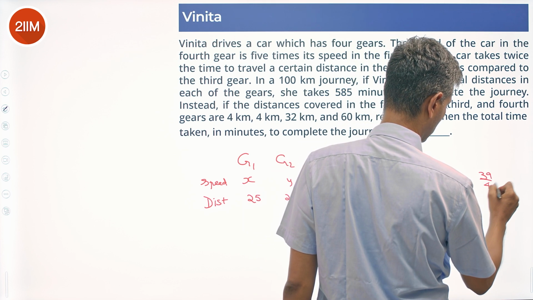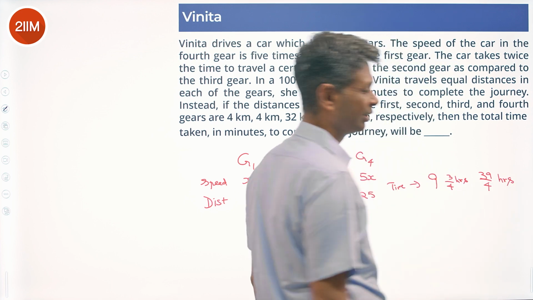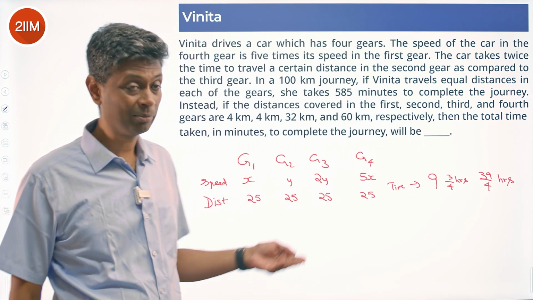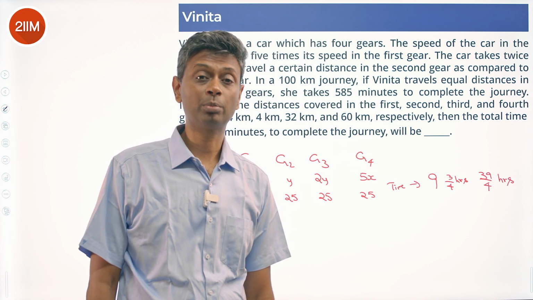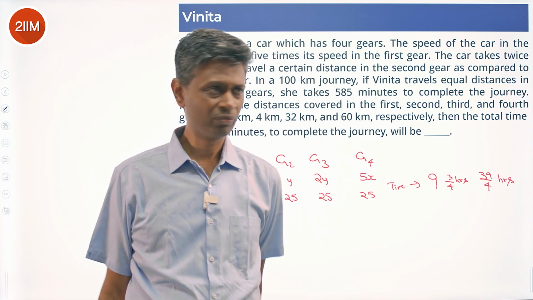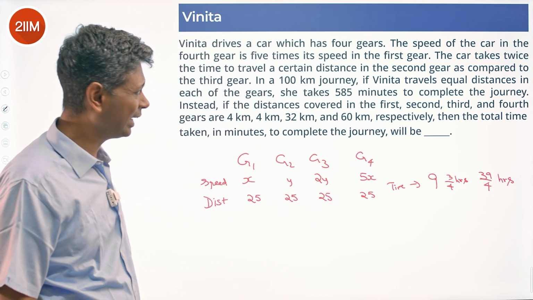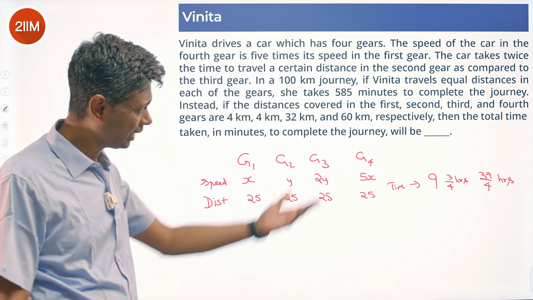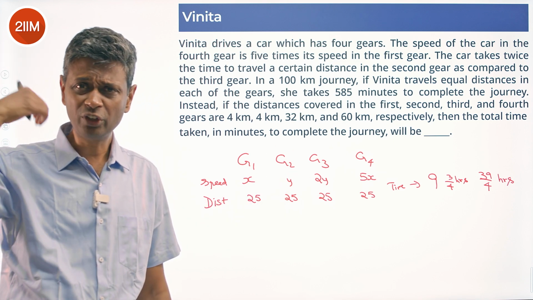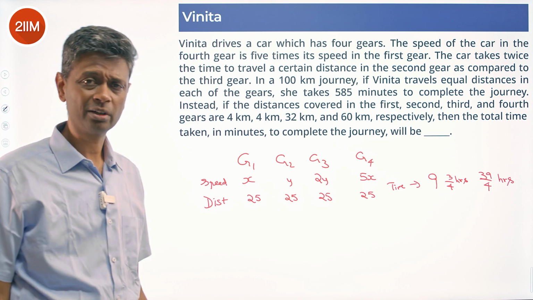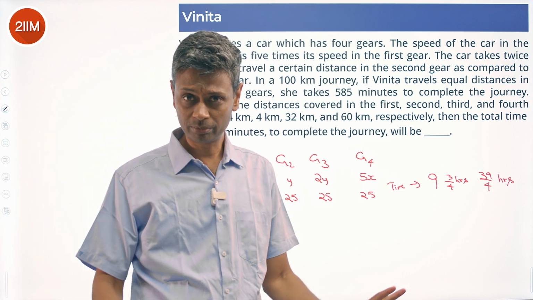39 by 4 hours. The distance is in kilometers, so I'll keep the time in hours, because I'm dealing with kilometers per hour. I like that unit. Or we could very well have kept it as 585 minutes. There's no harm. Then we are imagining speed in terms of kilometers per minute. That's all right. Absolutely nothing wrong there.